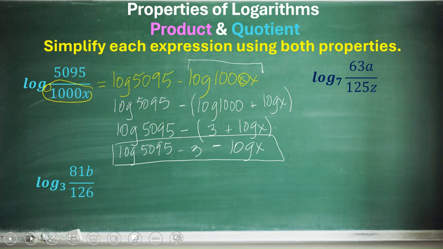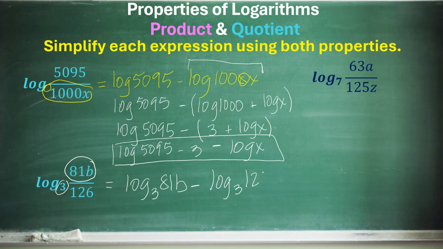Let's look at our next problem. Very similar situation, except our multiplication happens in the numerator right here. And this is base 3. So I'm going to start and write this as the log base 3 of the numerator, so 81b, minus the log base 3 of my denominator, which is 126.